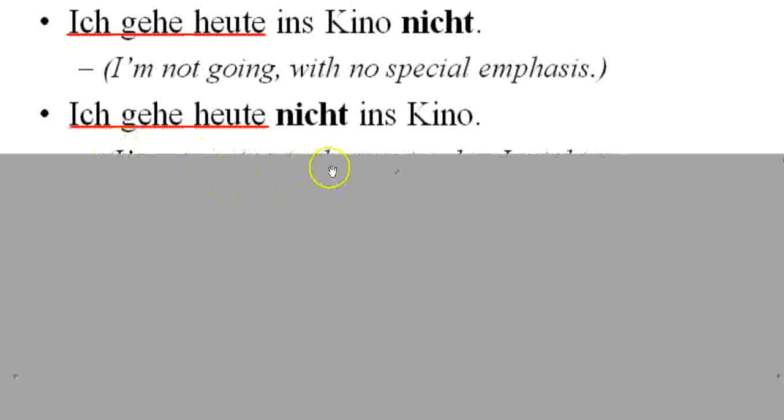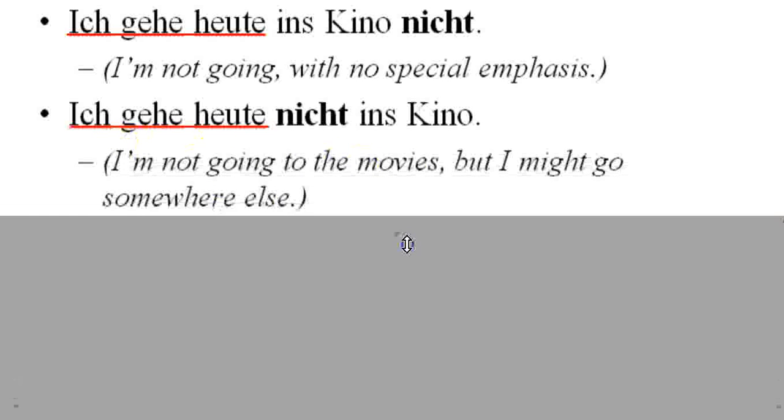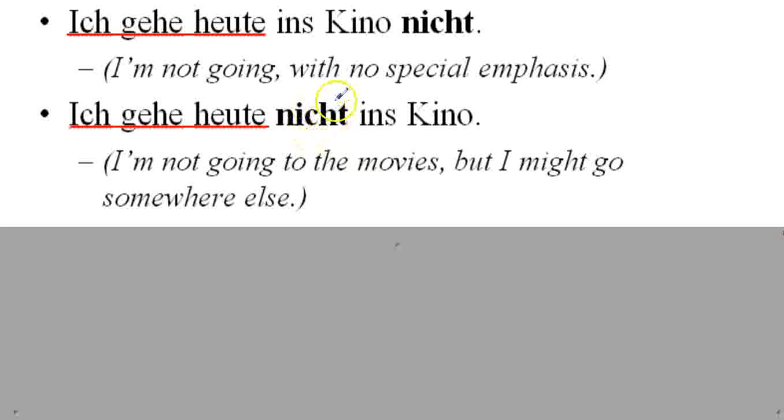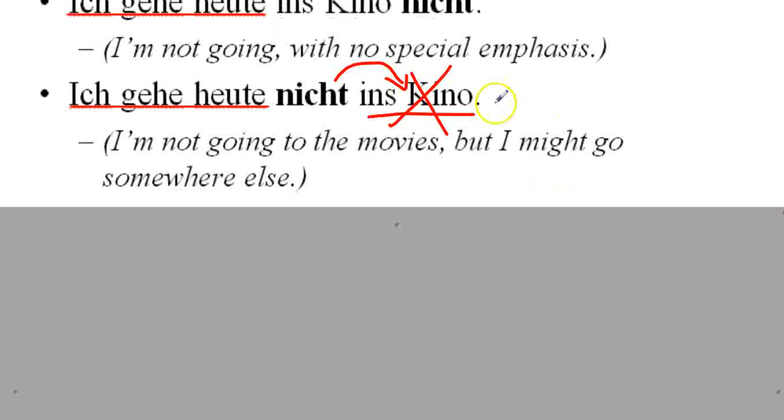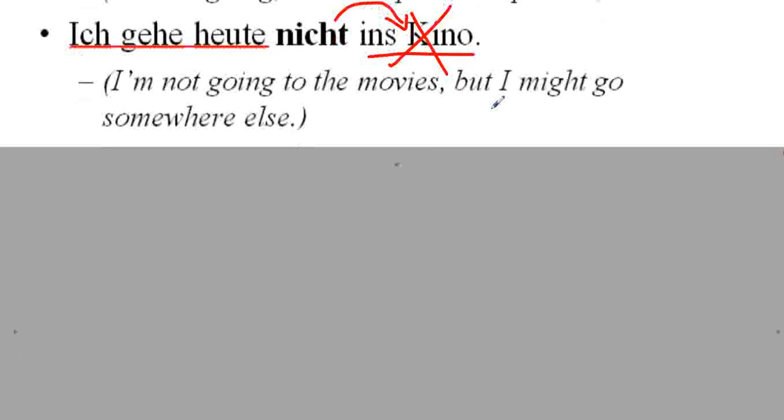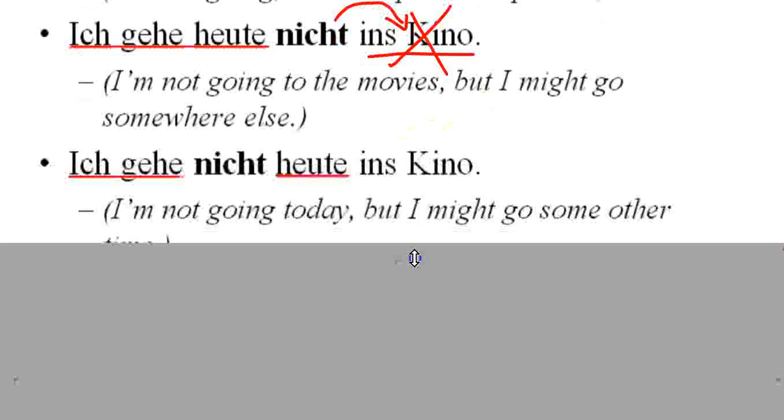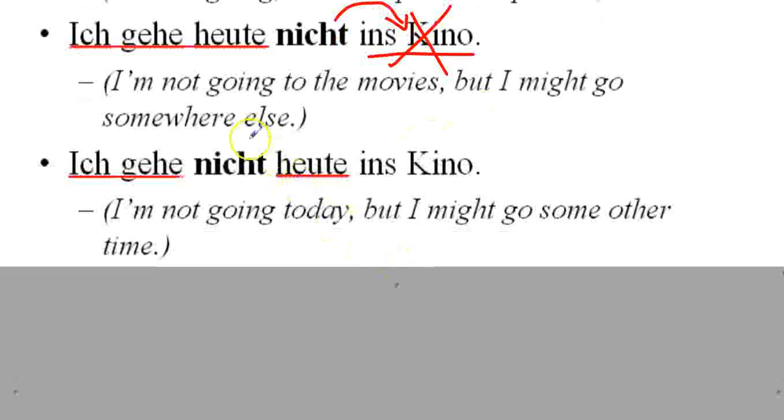If I say, ich gehe heute nicht ins Kino, nicht precedes Kino, so it means I'm not going to the movies, but maybe I'm going to the theater or to a baseball game, or maybe I'm going to Germany. Why not? Ich gehe nicht heute ins Kino. Now nicht is right before the word heute. So it's not today that you're going, but maybe you're going morgen, tomorrow. Maybe you're going am Samstag, on Saturday.